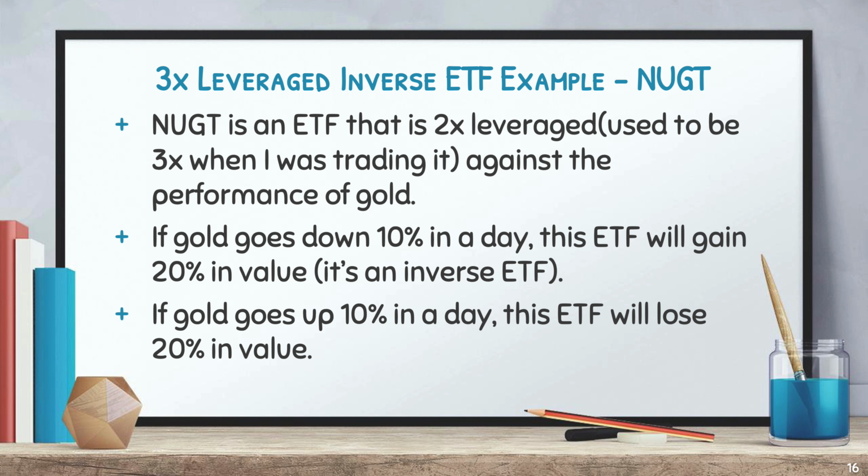And if gold gains 10%, then Nugget will go up 20%. If gold actually gains 10%, the Dust goes down 20%. So as you'll see here, if you are owning Dust and gold goes down 10% in a day, the ETF will gain 20% in value because it is the inverse. And if gold goes up 10% in a day, Nugget, which again is the inverse, will lose 20% in value. So again, Dust is the positive one, Nugget is the negative one, the inverse one. I made a little bit of a mistake in this slide, so bear that in mind.